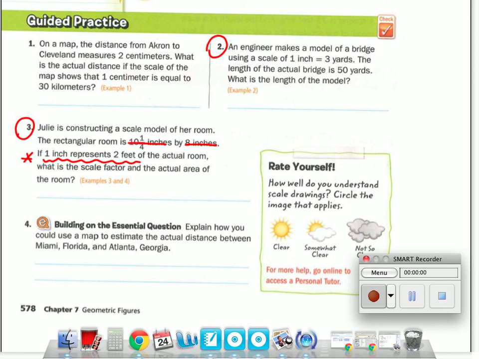So again, today we're dealing with scale drawings. We're going to look at number 2 first. It says an engineer makes a model of a bridge using a scale of 1 inch to 3 yards. The length of the actual bridge is 50 yards. What is the length of the model?